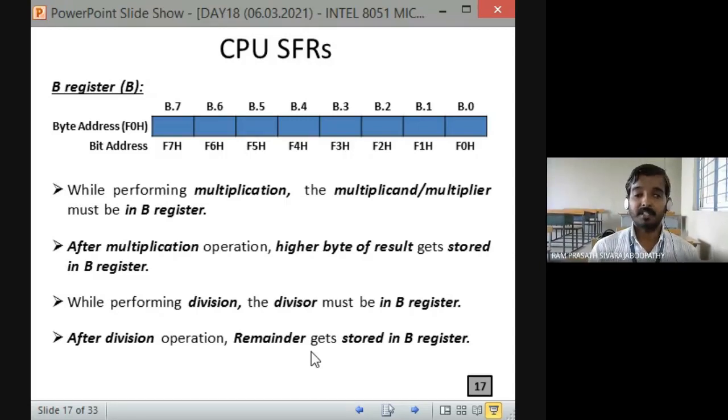So for multiplication and division we have instructions. When we are performing multiplication or division, the other operand must be present in the B register. Generally, during multiplication, the multiplier must be in the B register. During division, the divisor must be present in the B register. That's it. Is it clear now? Yes?